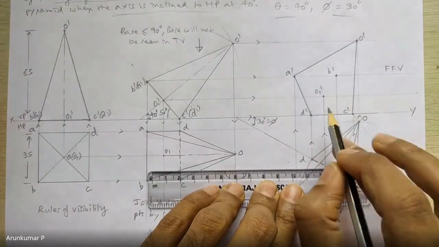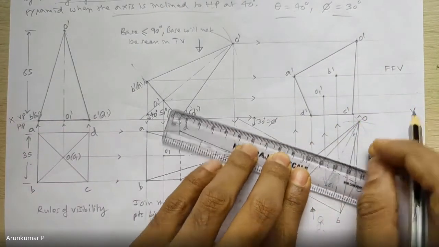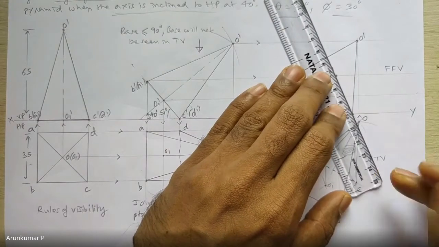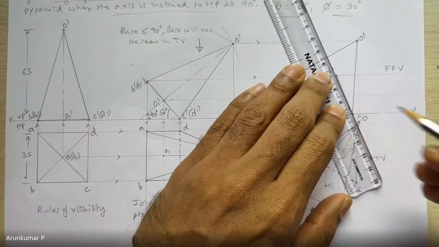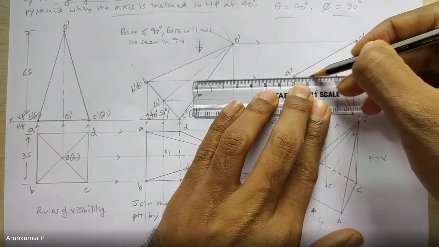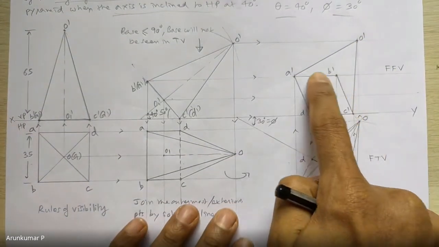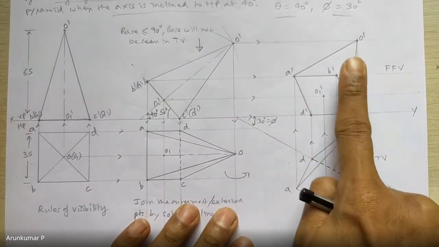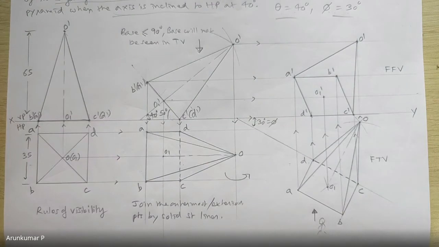Already A dash D dash is joined. D dash C dash is joined. What is left? B dash to C dash and A dash to B dash. So what does this show? This shows that the base is completely seen in the front view. Clear?